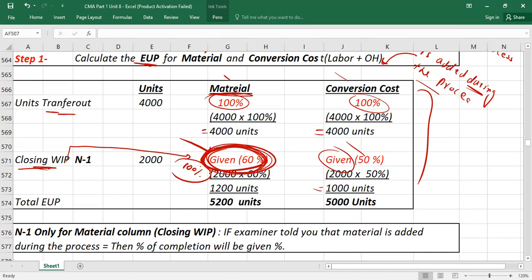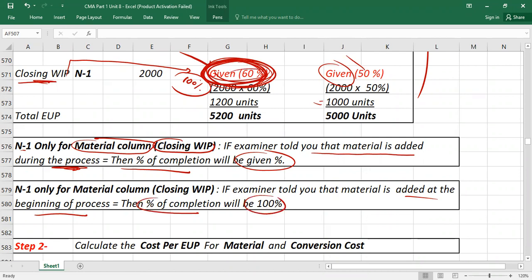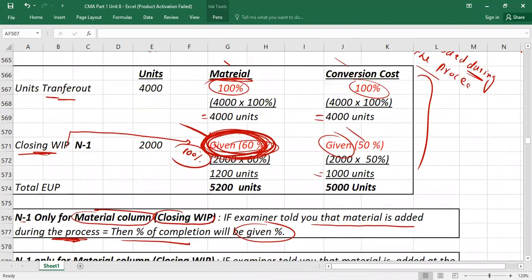Understood? Okay, so these two notes are written here. Note one, only for which column? The material column, in front of closing work in process, only this area. If the examiner told you that material is added during the process, then the percentage of completion will be the given percentage. If the examiner told you material is added at the beginning of the process, then the percentage of completion will be 100% at this place. Understood? Please, you have to memorize it strongly. Then guys, now we got equivalent units. How did we get them?